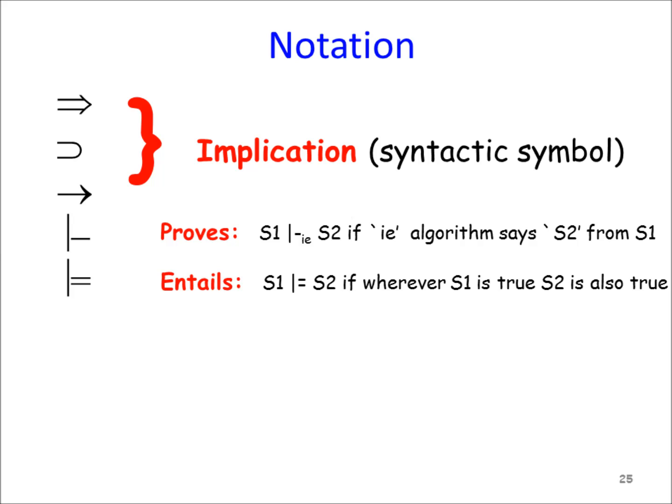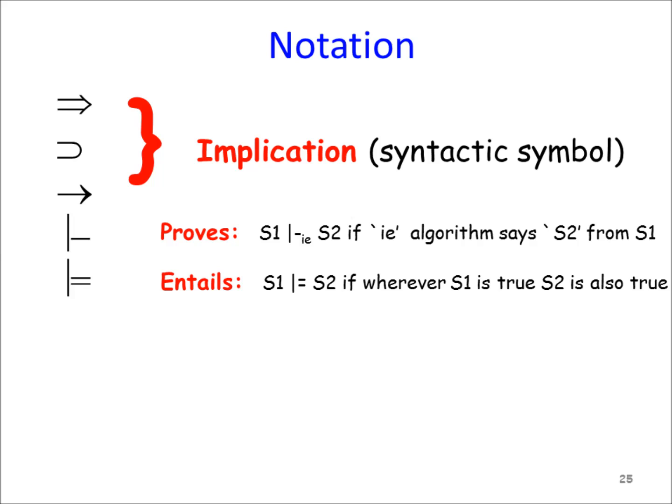However, with a double bar, it is entails, and this is the truth. S1 entails S2 if wherever S1 is true, S2 is also true. So this is in the context of the knowledge of an agent. It knows some knowledge base like S1, and it wants to prove S2. That is the problem that it has. And it will have some algorithm, and if it can prove that, then that will be the proving.